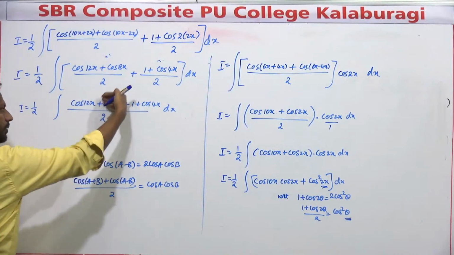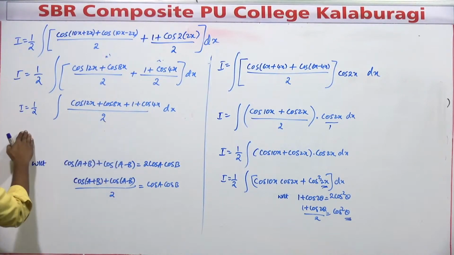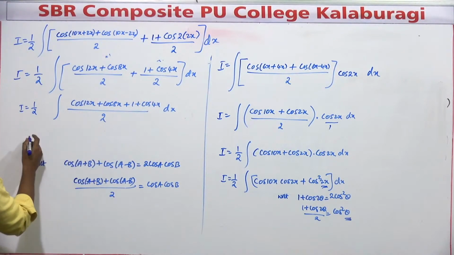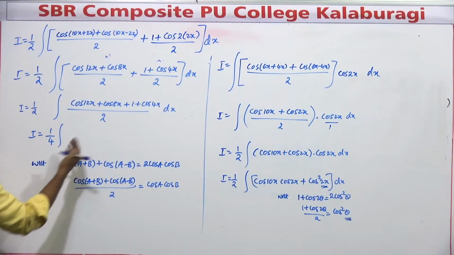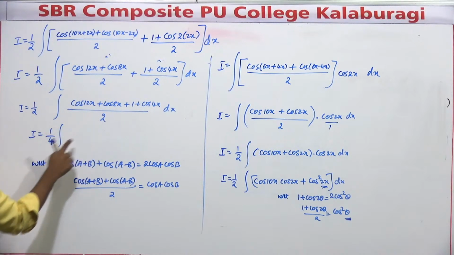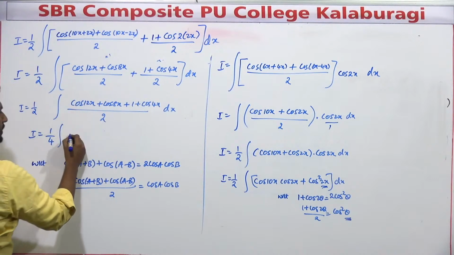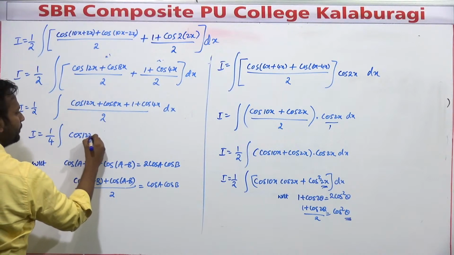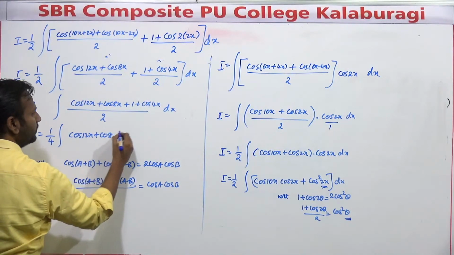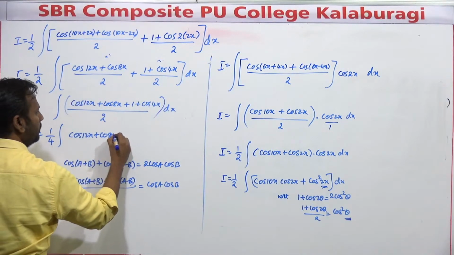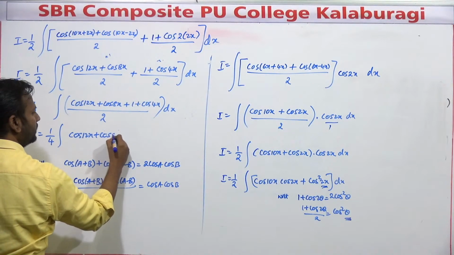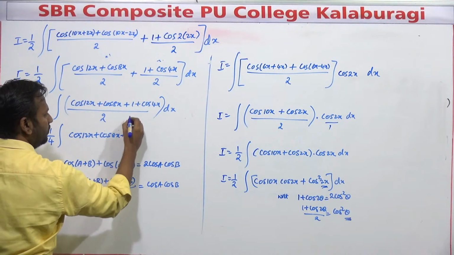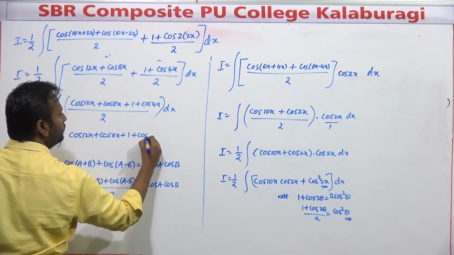So you see 1 by 2 is constant. Take it outside the integral here. 2 2s are 4. So outside of the integral we will be getting 1 by 4, if you take outside 1 by 2 into 1 by 2 is 1 by 4. So what remains here? cos 12x plus cos 8x, right? 1 plus cos 4x.